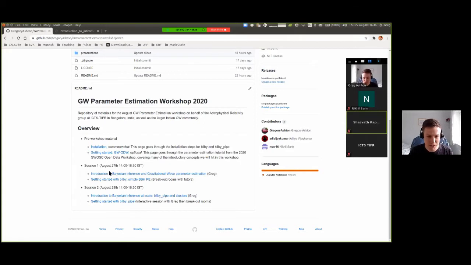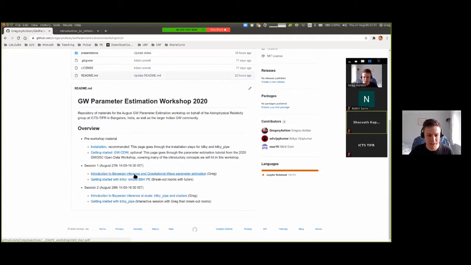Then we have 2 sessions: today's session and tomorrow's session. Today's session is going to try to go from an introduction to Bayesian inference itself to gravitational wave parameter estimation more generally. There'll be a notebook that we'll go through interactively with the tutors. That will give you opportunities to ask questions and figure out all of the regular hiccups of installations and various corner cases that we'll no doubt hit.